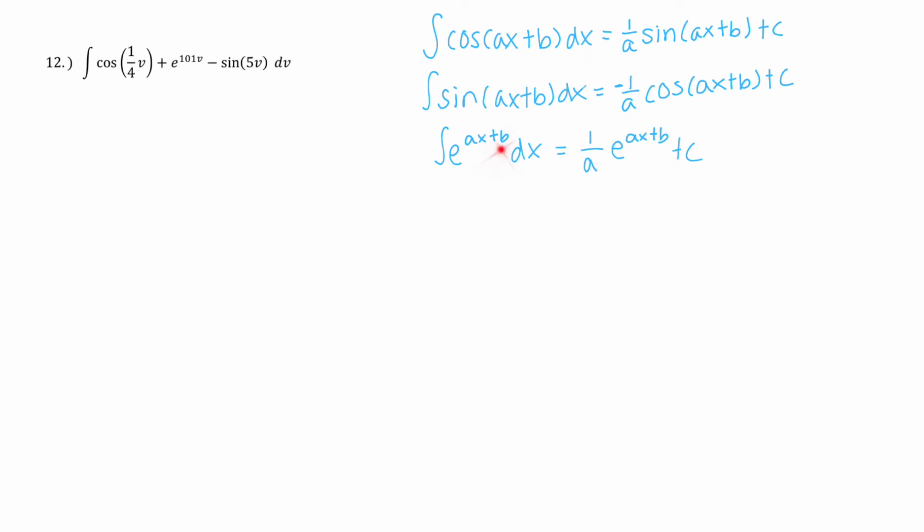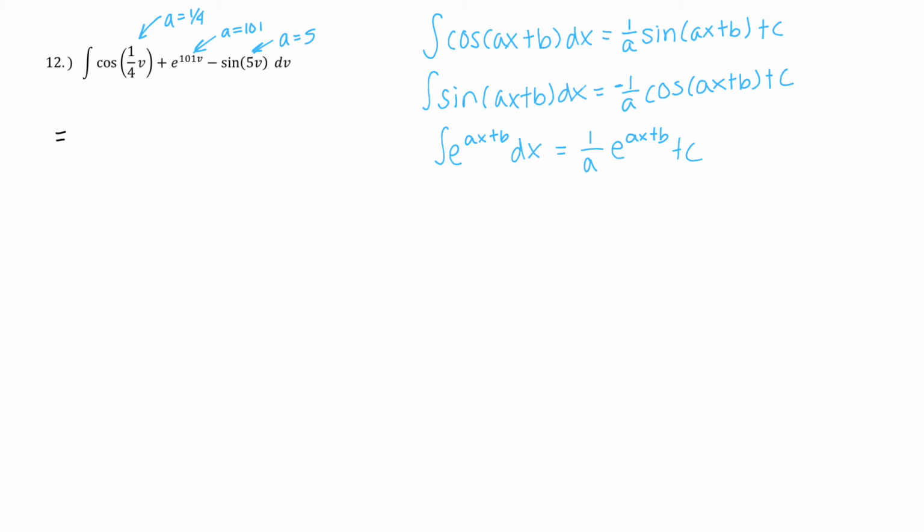And you can only use these rules if it's something linear on the inside. So if it's like 1/4 v or 5v or 5v plus 1. But if there's like a square in here, if there's like an x squared, you can't use these rules. But in this case, we can use these rules. So here, the a is 1/4. For this guy, the a is 101. And for sine, the a is 5.